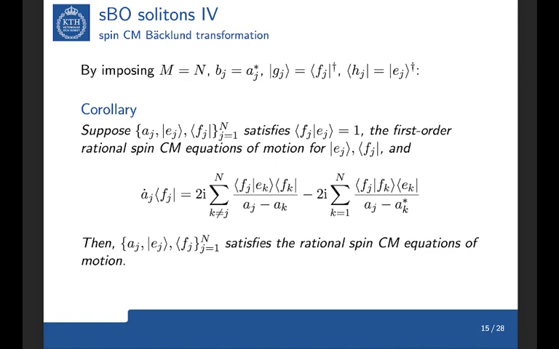And then the corollary is as follows. So suppose we have some variables AJ, EJ, FJ that satisfy this inner product constraint and also satisfy the first order rational spin CM equations of motion, so the equations just for the spin variables, and also this first order equation for AJ. Then our variables will satisfy the full rational spin CM equations of motion, so including the Newtonian equations of motion for AJ.